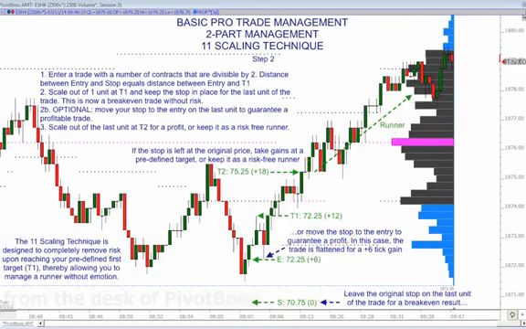So that's the 11 scaling technique, a very, very powerful technique, one that you can use in any time frame with any type of instrument. So you can swing trade with it, position trade with it. As a matter of fact, it's a great investment approach as well.